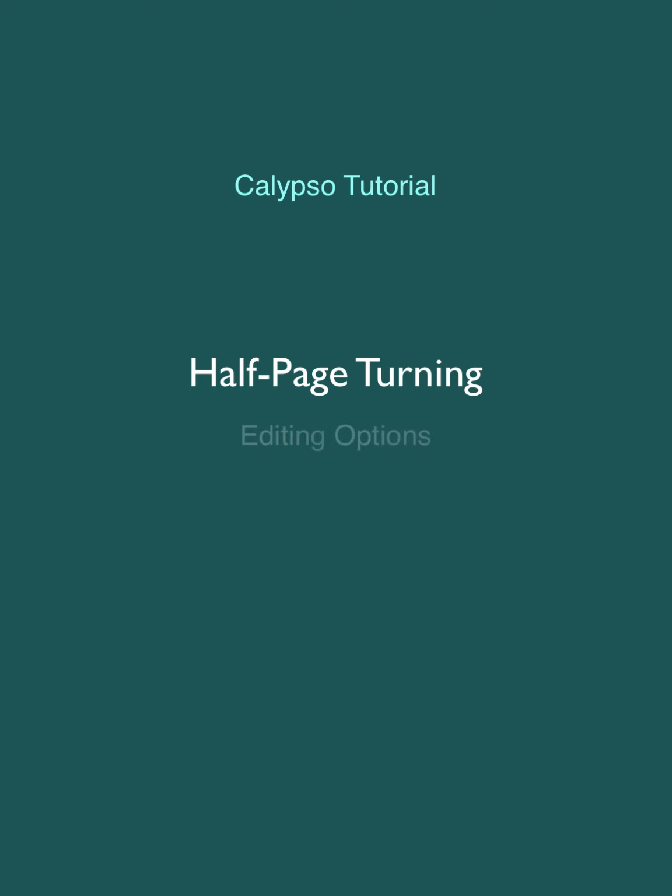This time it's about the editing options of half-page turning. You can use it to make jumps in your music score, but also to solve problems that sometimes arise from unfavorable notations.